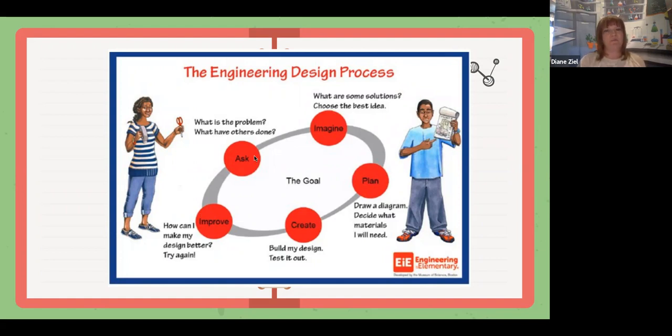If we're looking for an improvement, what was the problem that we want to improve? What are some solutions to get that improvement going? Drawing another diagram and a plan, testing out our improvement. Did I make it better, or is there something else I can do to make it even better? That's why you see technology is always improving, because engineers are constantly working through this design process.